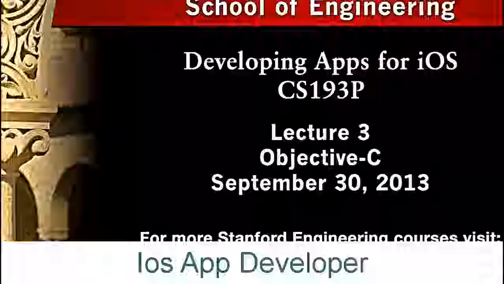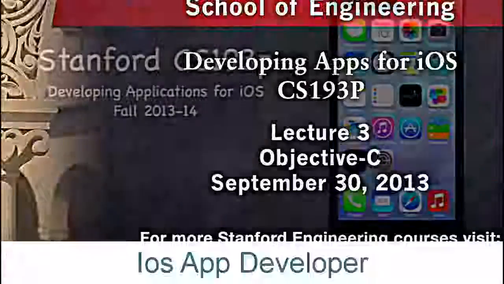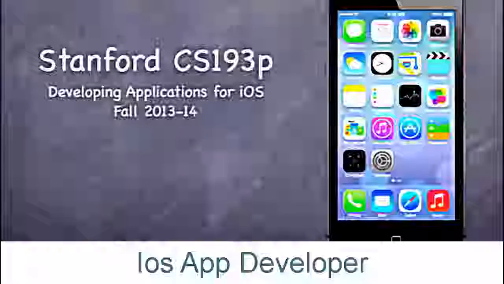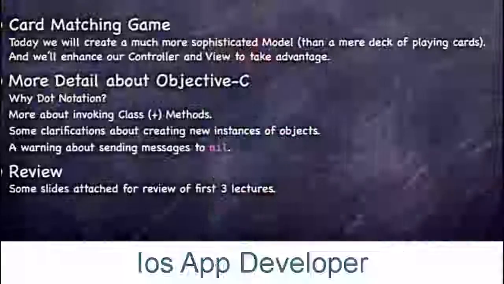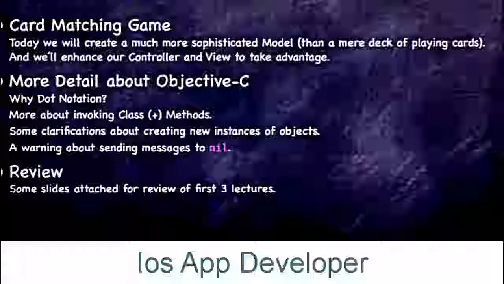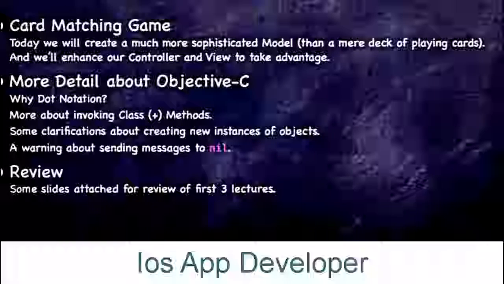Okay, well, welcome to lecture number 3 of CS193P for fall of 2013-14. Today I'm going to jump right into a demo, and then after that I have some slides, time permitting, assuming the demo doesn't take the whole time. And the demo I'm going to do is take the little card thing we did last week and turn it into a real card matching game where we're actually matching cards, rather than just flipping them over. And like I say, if I have the time, I'll talk a little bit more about Objective-C.